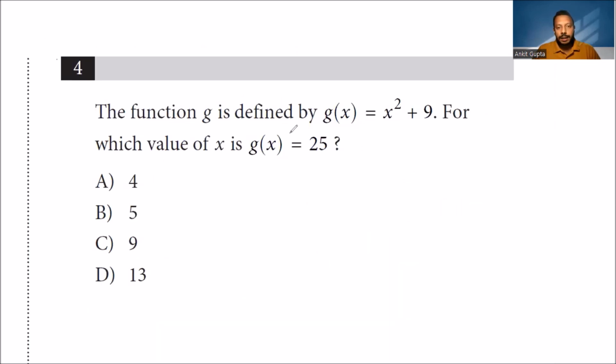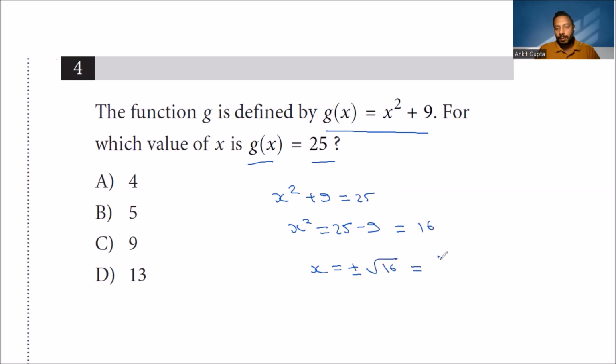The function g is defined by g of x is equal to x squared plus 9. For which value of x is g of x equal to 25? So g of x is 25. That means x squared plus 9 is equal to 25. So x squared becomes 25 minus 9, which is 16. That means x is equal to plus or minus the square root of 16, which is plus or minus 4. The only option given to us is 4. So the answer will be option number A.